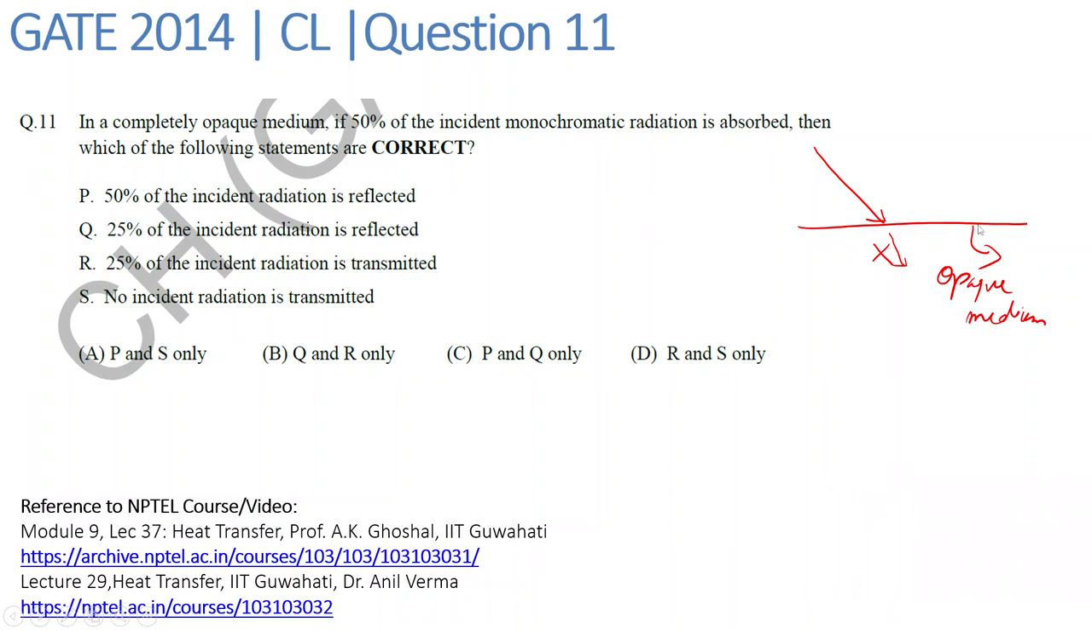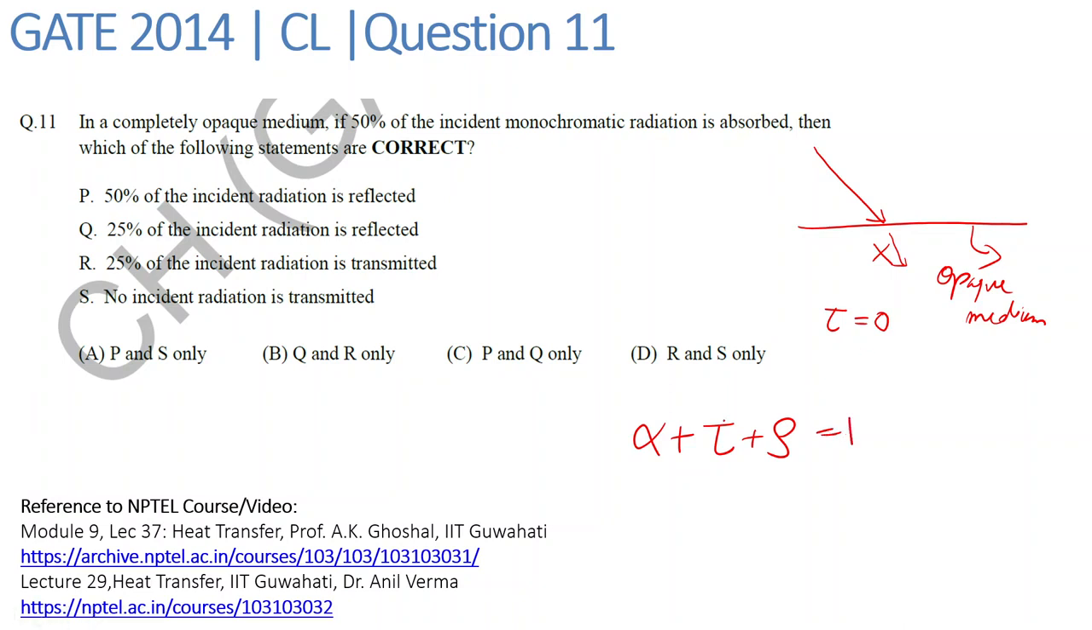So here we have been given an opaque medium, and radiation is incident on this surface. Since this is an opaque medium, none of the radiation will get transmitted beyond it. That is, the transmissivity, which we denote by tau, will be 0. And for any medium, we can write alpha, the absorptivity, plus tau, the transmissivity, plus rho, the reflectivity, will be equal to 1.